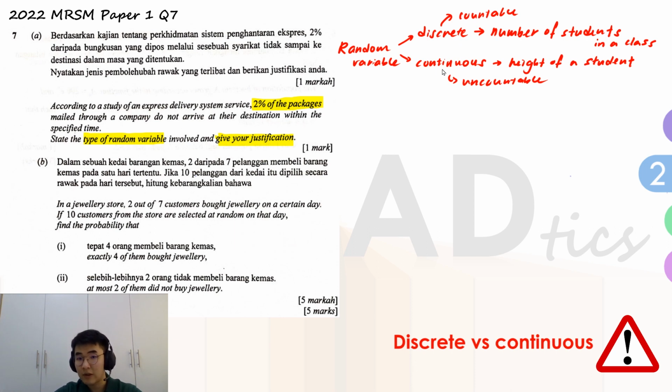For continuous, they are uncountable. An example is the height of a student. You may be wondering, actually I can calculate my height. Maybe my height is 170 cm. But if you want to find the accurate height, it will be difficult, because your height may be 170.14, 170.142. So the accurate value we don't know. So this quantity cannot be counted. Right? So this will be under continuous.